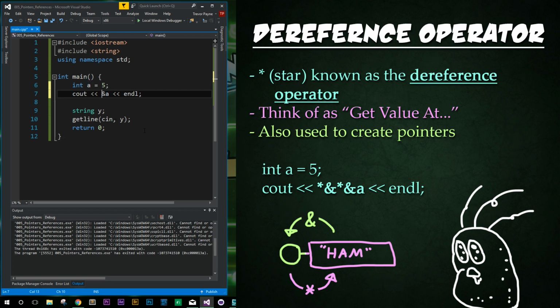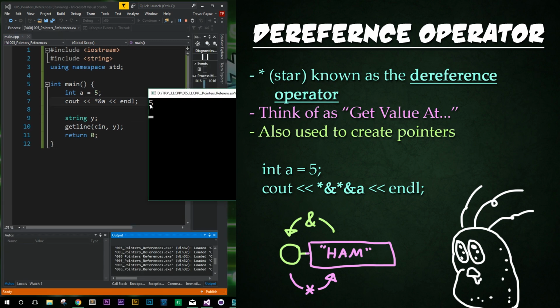Now what happens if I place the star, which we were speaking about earlier, next to it? Now it's going to go backwards. So we have our variable, then it says go left to grab the address, then it says go back right to grab the data. So essentially this is the same as just a regular a. Now if we save it and run it, we'll see we get an output of just 5, just like we'd expect.